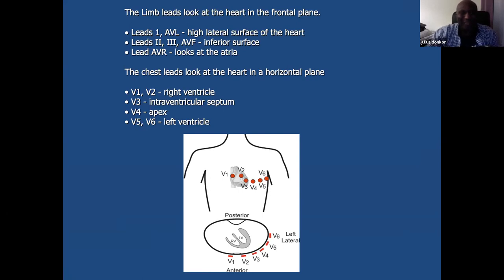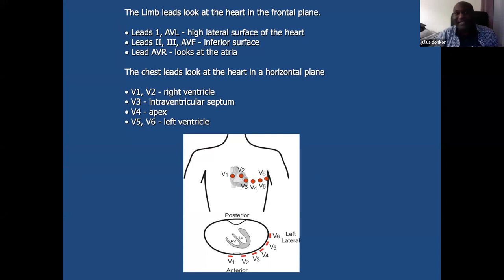Right, so just to go around really quickly. Of your limb leads, lead one and aVL are your high lateral leads. So that normally covers your high lateral LV wall. For arteries like the first diagonal from your LAD, if it's blocked, these are the important leads to look at. Your inferior leads are for your right coronary artery. The inferior leads are lead two, lead three, and aVF.